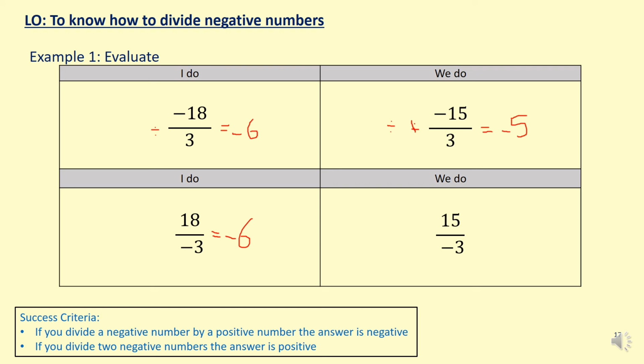So again, if you look at these two, I've done negative divided by positive was negative 6. And this time I've done positive divided by negative was still negative 6. So it doesn't matter which one comes first, your answer is going to be negative. 10 seconds. Have a go with the video, please.